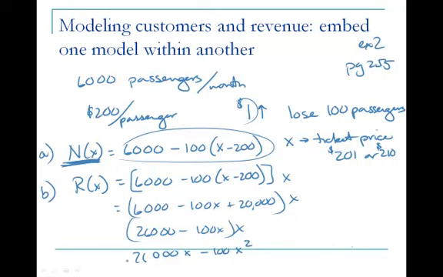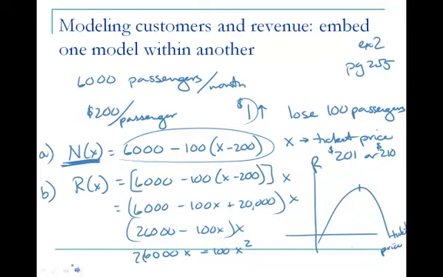You can see that this is a parabola that's going to open down. In other words, at some point I will reach a ticket price where my revenue after that point starts to decrease. Revenue and ticket price.